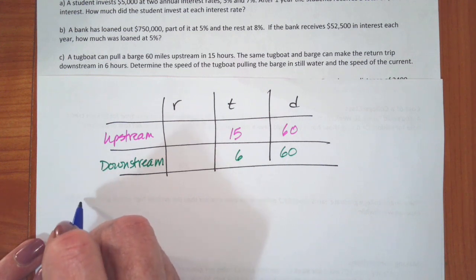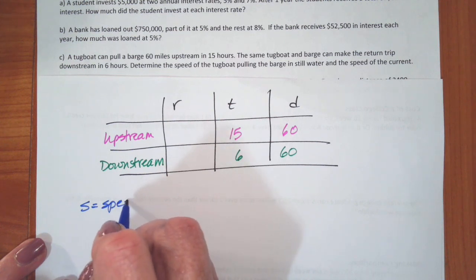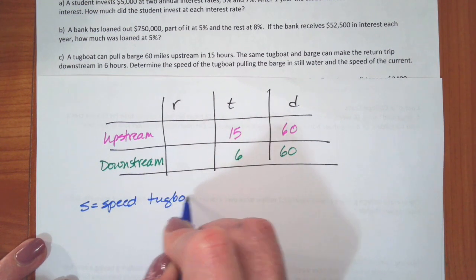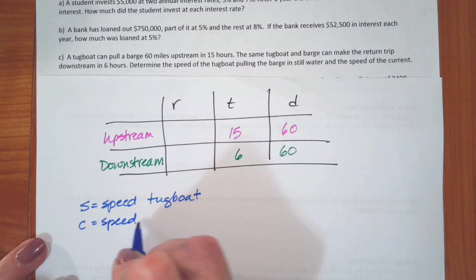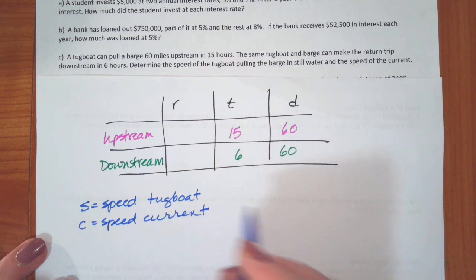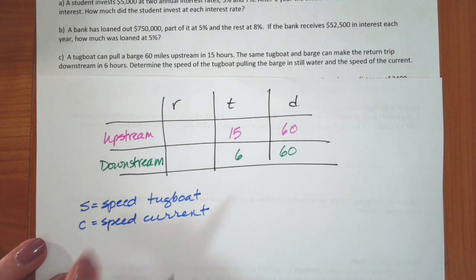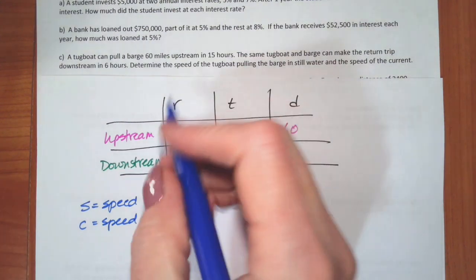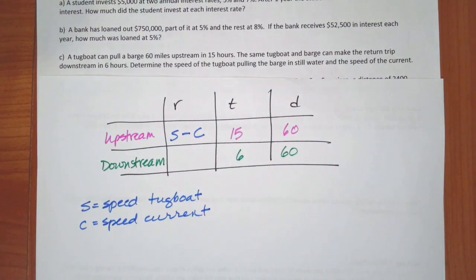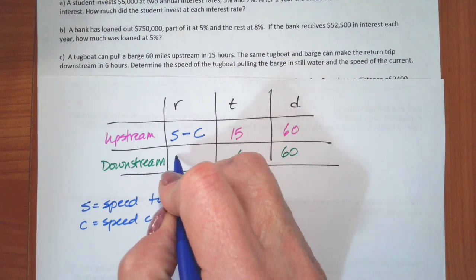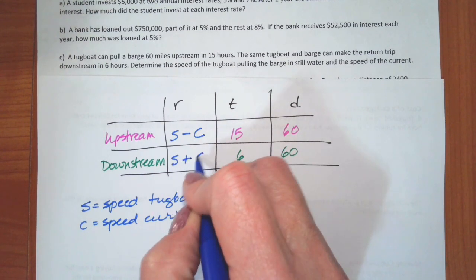So I'm going to let S equal the speed of the tugboat, and I'm going to let C equal the speed of the current. Now, when you're going upstream, the current is coming against you, so it's going to slow you down. So we're going to take the speed of the tugboat and subtract the current. When you're going downstream, in essence, it's giving you an extra push. So it's going to be the speed of the tugboat plus the help of the current.